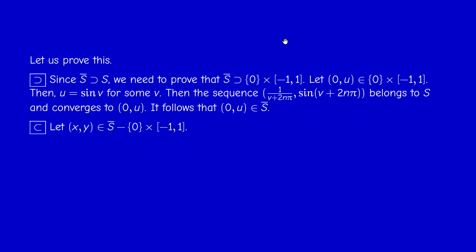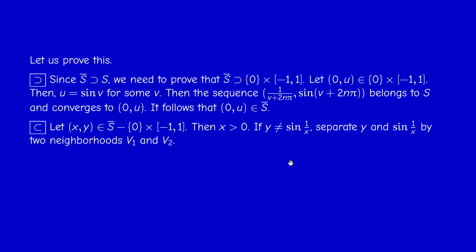Now, conversely, I want to prove that S bar is contained in S union the red line. It's enough to prove that any point in S bar not in the red line is necessarily in S, which is the green curve. So if (x, y) is an element in S bar which is not in the vertical line, it means necessarily that x is positive, x is not 0. Now I want to prove that y is equal to sin(1/x), so that (x, y) is in S. So we reason by contradiction.